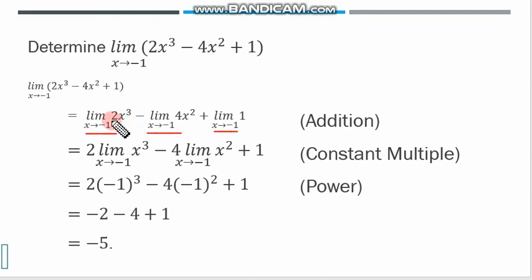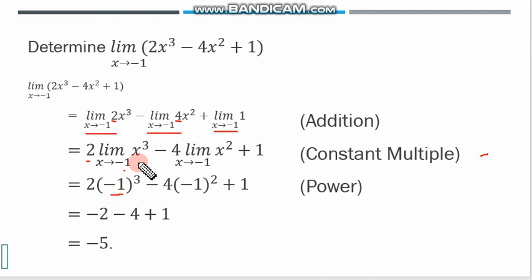Next, since there are constants here, we will just separate them from the variable x. So 2 times the limit of x cubed as x approaches negative 1, and minus 4 times the limit of x squared as x approaches negative 1. That's for the constant multiple theorem. Next is the power theorem. So 2 times the limit of negative 1 cubed.